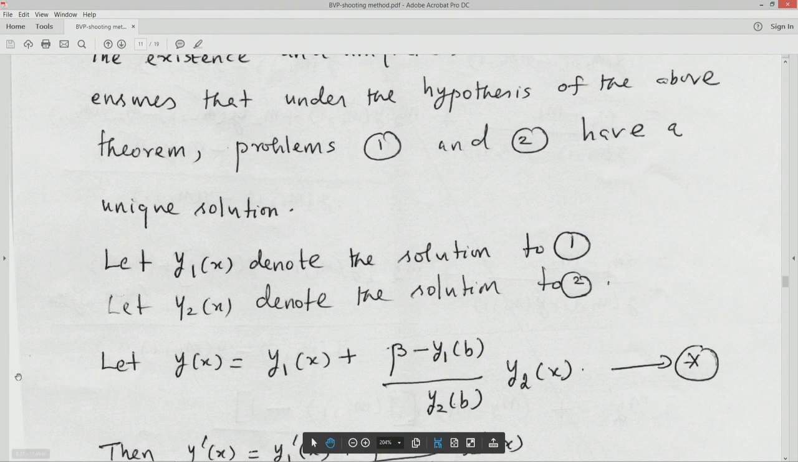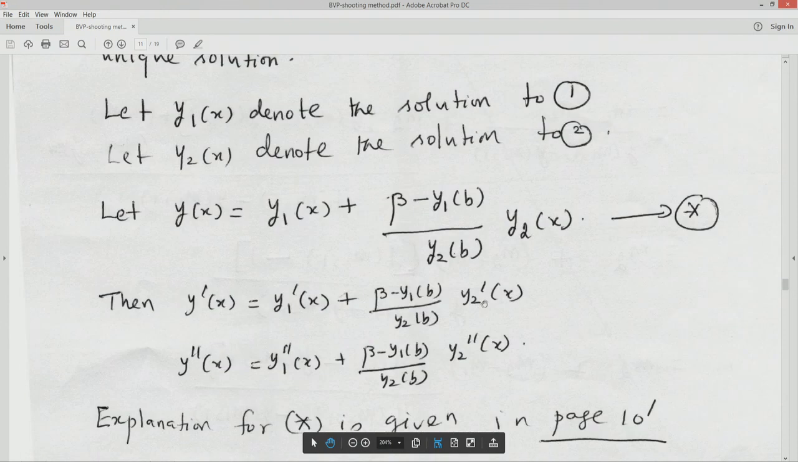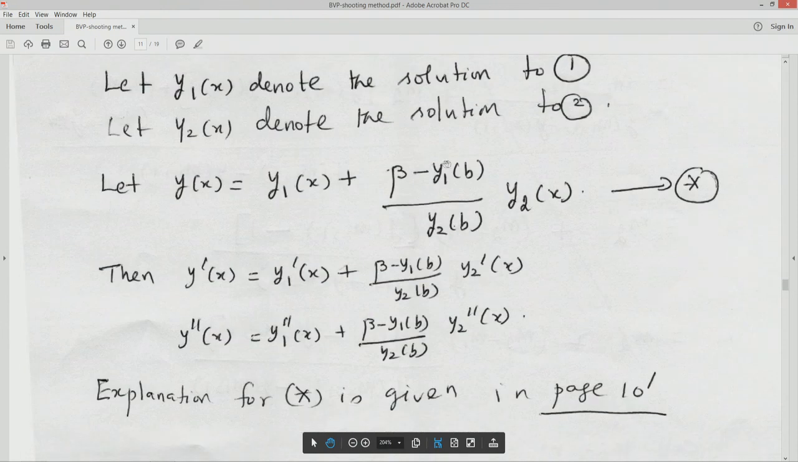Suppose we denote them by y1 of x and y2 of x. Then take a linear combination of these two solutions, namely y of x is equal to y1 of x plus beta minus y1 at b by y2 at b into y2 of x. So, you may ask me how suddenly you have written down a constant in this form, namely beta minus y1 of b by y2 of b.